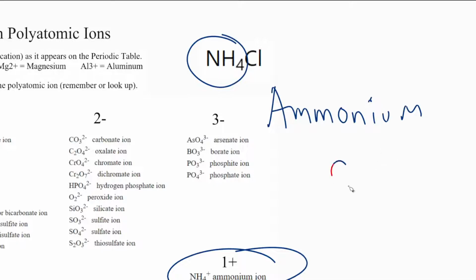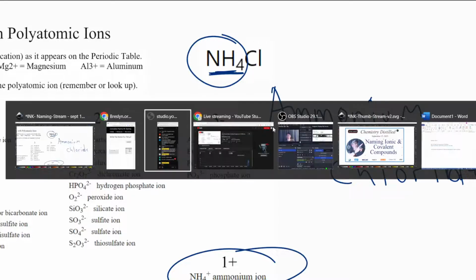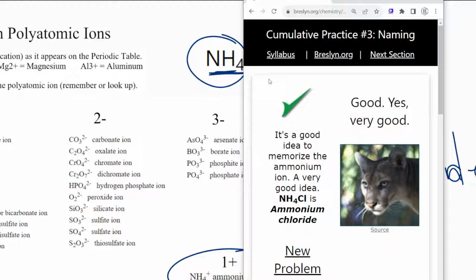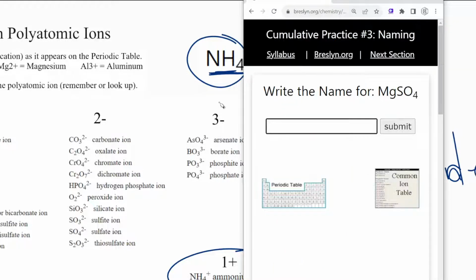Ammonium, and then chlorine we make that into chloride. And that's the name for NH4Cl. So it's the only polyatomic ion that goes in the front, or the one that you'll see most often, ammonium chloride. Let's give it a try, see if we got it right. I hope we got it right. Yep, ammonium chloride. Let's try another one, MgSO4.